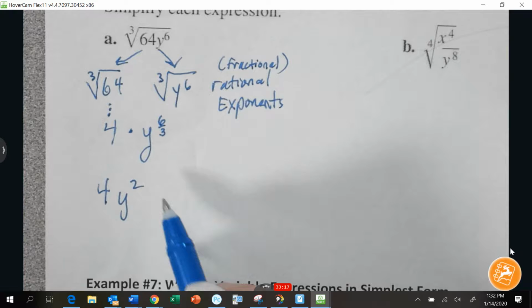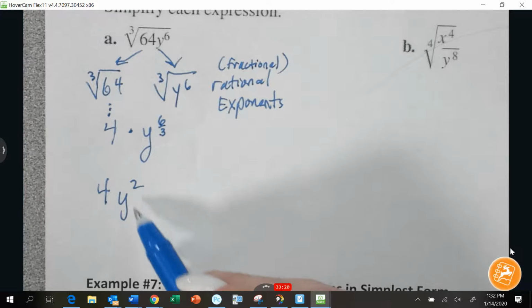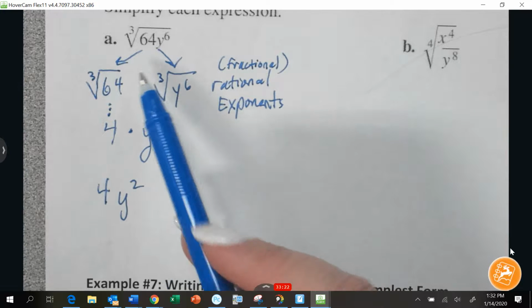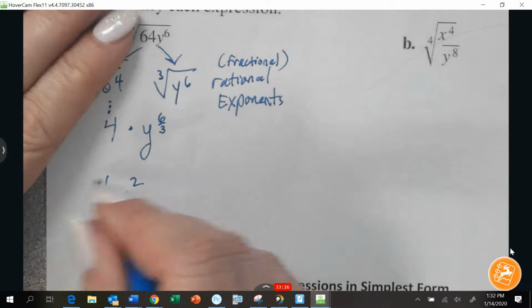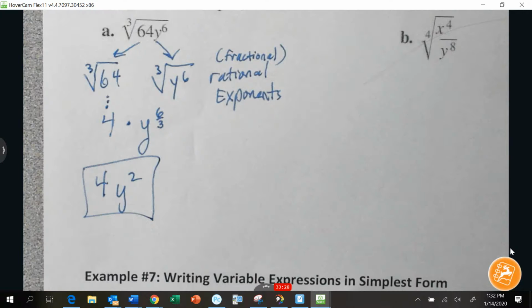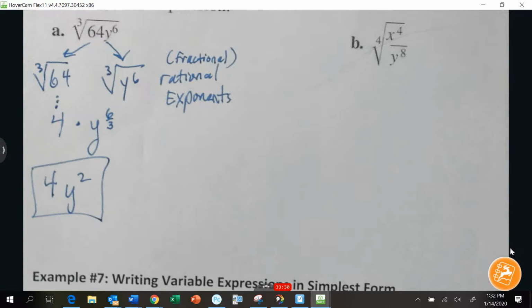Okay. So now the last thing we have to check is, since we have variables, we have to check the even, odd. Do I have even right here? No. Nope. Okay, done. No absolute value. Let's look at the next one.